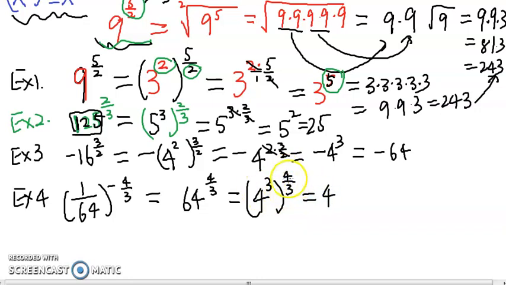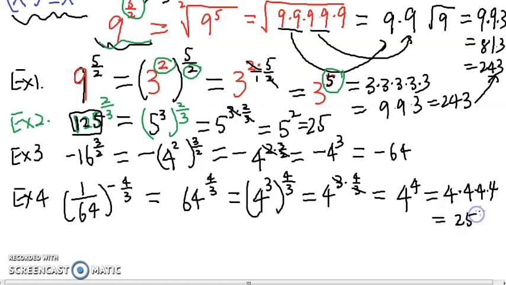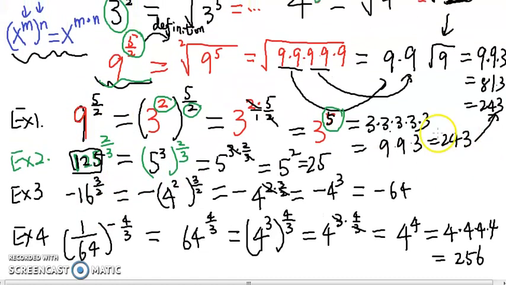And apply the exponential rules. Power of power, we multiply the powers. And now we can cancel these 3's, and we end up with 4. The exponent becomes integer 4. And integer means a number of copies, so we do 4 times 4 times 4. That gives us 256. So this is a different way to simplify a number raised to a fractional exponent.